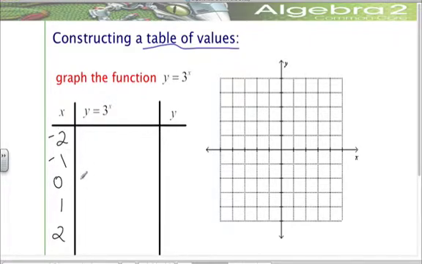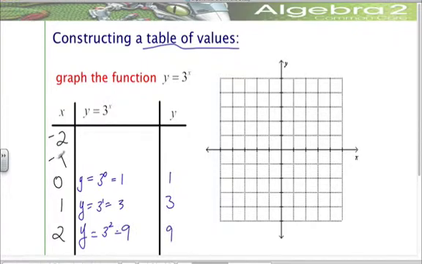So if x was equal to 0, y would be equal to 3 to the 0 power, but 3 to the 0 power, like anything to the 0 power, is 1. So we'll put that here. If x was equal to 1, we'd have y is equal to 3 to the first power, and of course 3 to the first power is 3, so y would be equal to 3. If x was equal to 2, now we'd have y equals 3 to the second power. That means 3 squared, or 3 times 3, and that is 9.